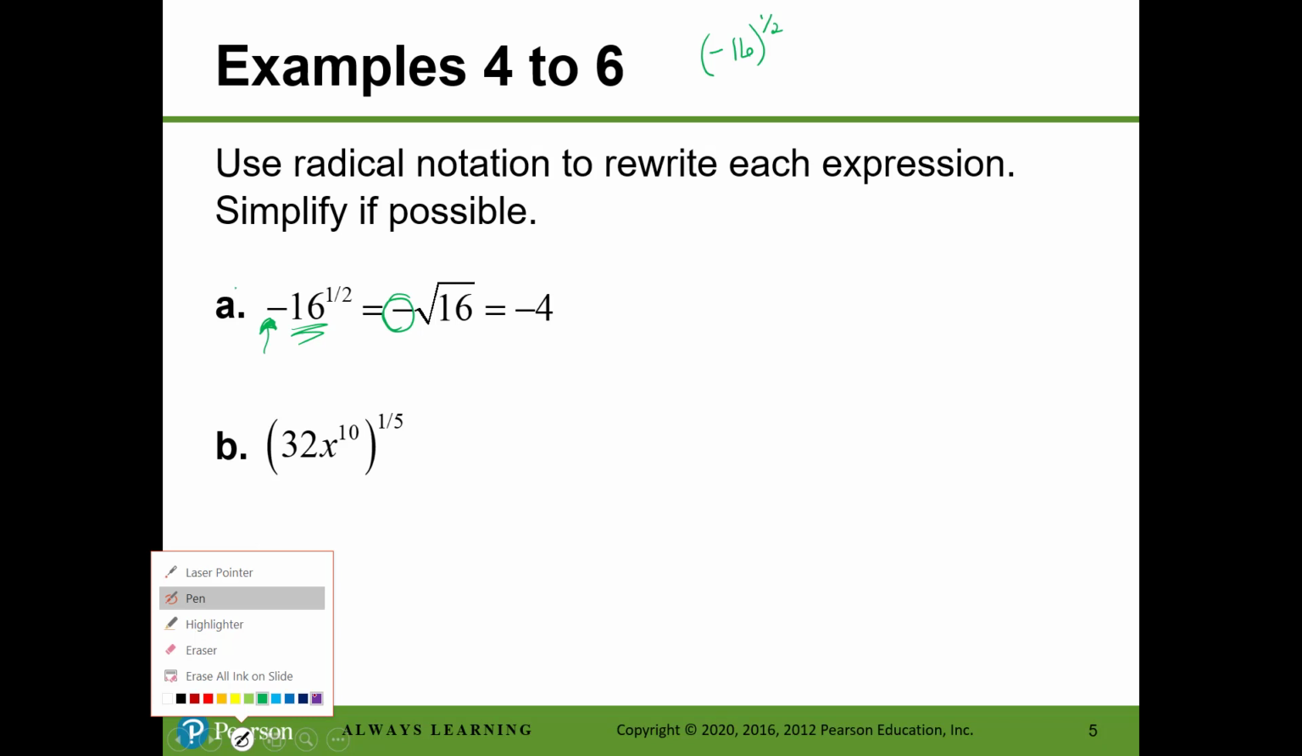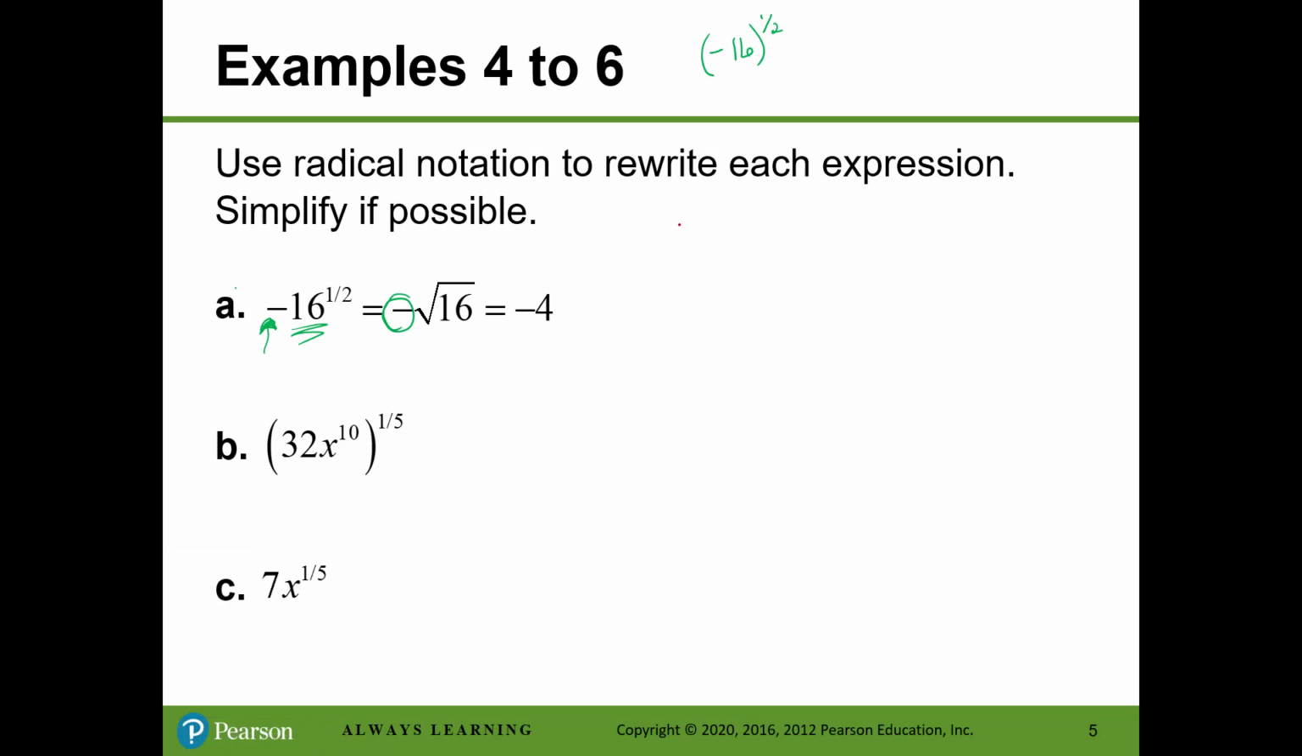Let me write it a little bit differently. So maybe letter A could better be written as -1 times 16 to the 1/2 power, which means when you write it with the radical, it's -1 times the square root of 16. And you know what the square root of 16 is, right? That's 4, and the -1 is still out there, which is why your final answer will just simply be -4. Good? That's a little bit of a different way to look at letter A. Okay, let's take a look at letter B a second.